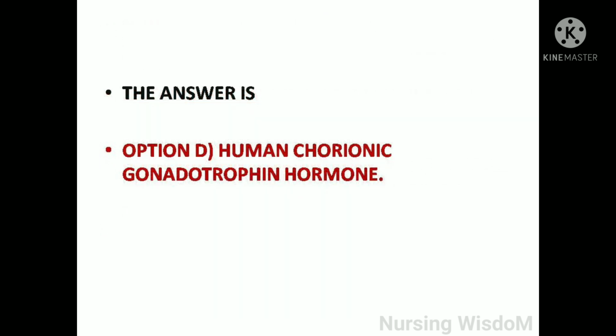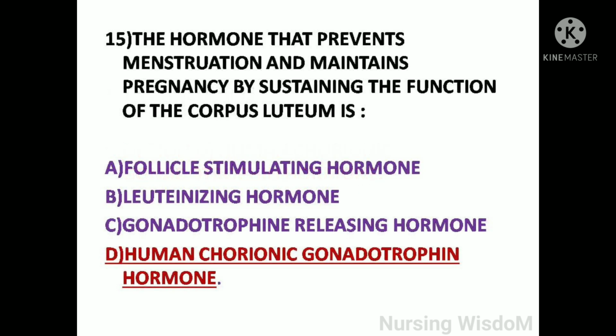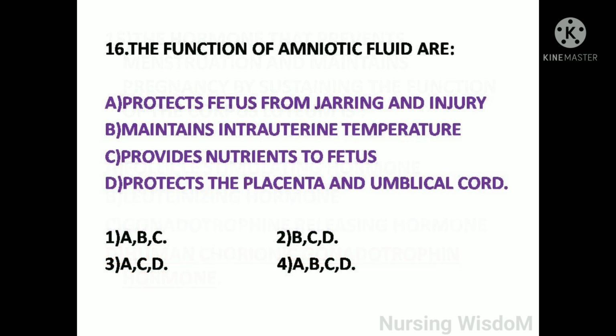So here the answer is option D, human chorionic gonadotrophin hormone. The hormone that prevents menstruation and maintains pregnancy by sustaining the function of the corpus luteum is option D, human chorionic gonadotrophin hormone. Next question.